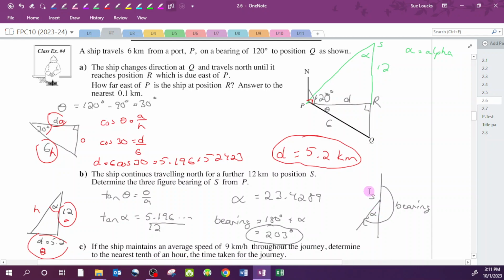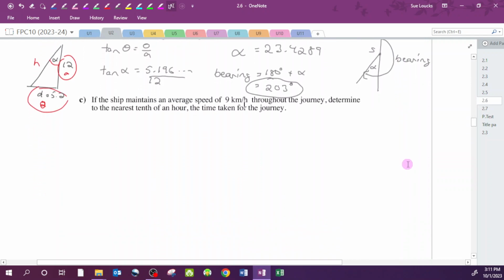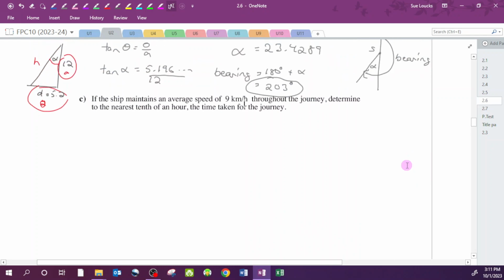All right, next question. This is the last one. If the ship maintains an average speed of 9 kilometers throughout the journey, determine to the nearest tenth of an hour the time taken for the journey. So where do I start on this one? Well, I know that speeds on the highway are in kilometers per hour, right?